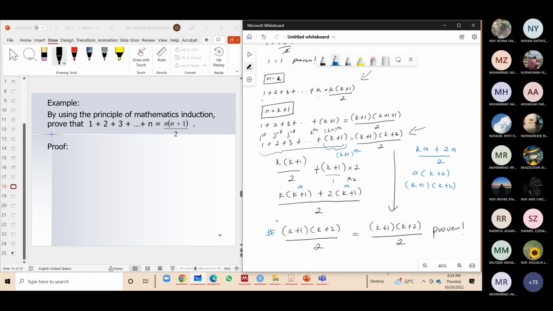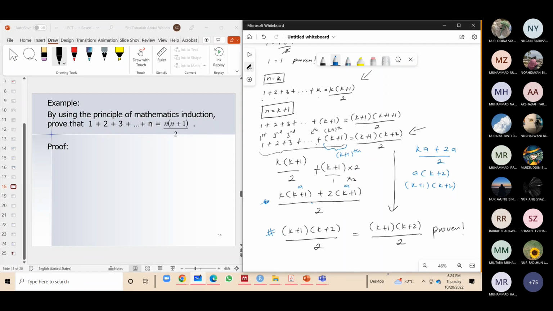Madam, I don't understand the final answer. This line. Yes. How to get it? Factorize. This line you understand or not? At this line, can you understand? How do I get this k plus 1 plus 2 times k plus 1? Yes, that I understand. Okay, from here, how do I get this?